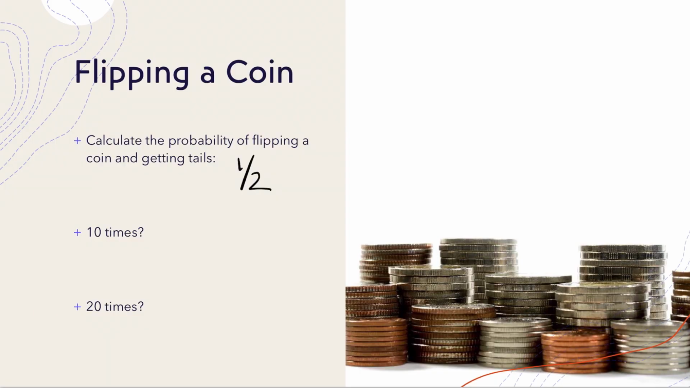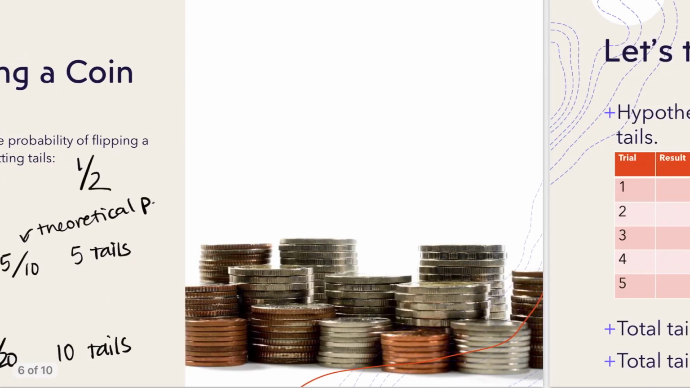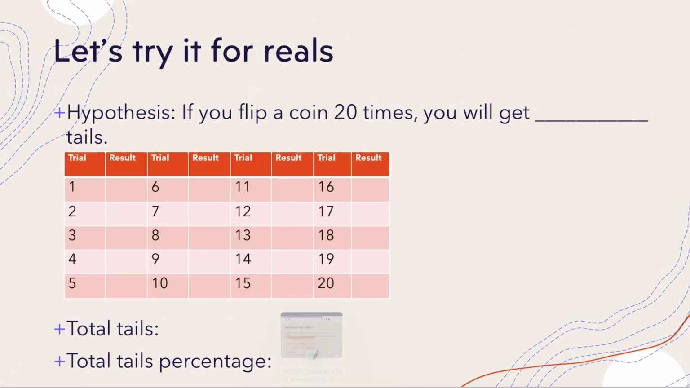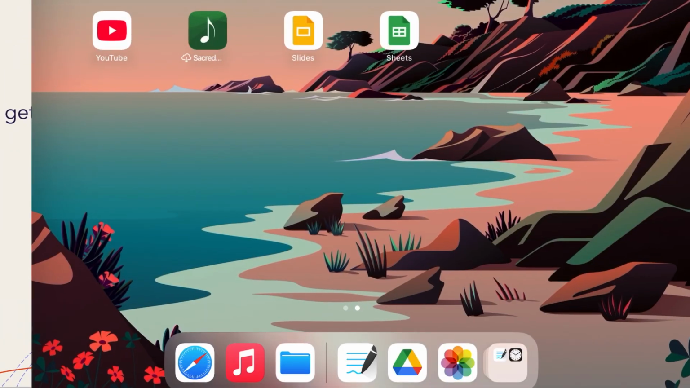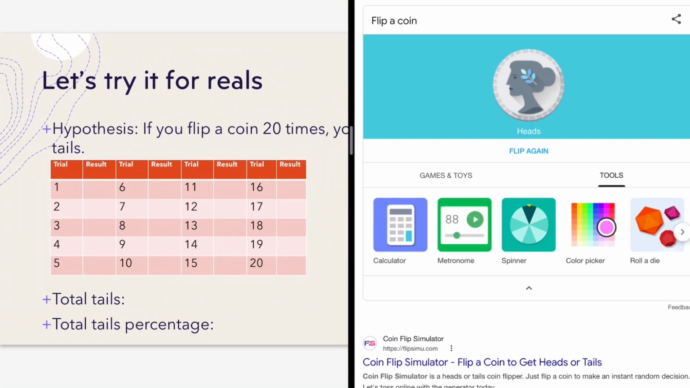So if I was to do this 10 times, and I'm basically changing this to out of 10, that means I'm multiplying it by 5. So I would expect to have 5 tails, and that would be my theoretical probability. If I was to do it 20 times, same idea. It would just be 1 out of 2. So if I was to make it out of 20, it would be 10 out of 20, and that would be my theoretical probability. I would expect to have 10 tails. So let's do an example of this. So let me split this screen here. Here we go. So I'm going to flip a coin, and we're going to see what happens.